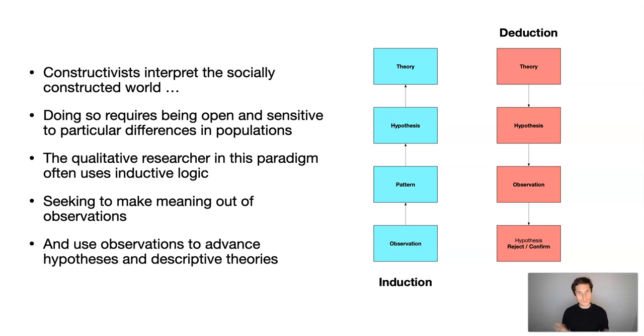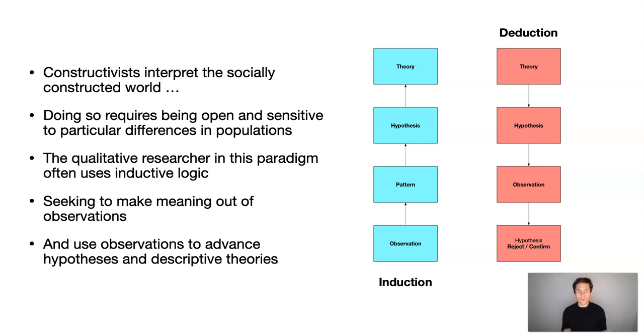So constructivists would see the world as socially constructed, and as such, they're going to move from a particular set of observations towards an explanatory, descriptive theory. So that requires the qualitative researcher that's going to work in this kind of tradition to think about being open and sensitive to the way that different populations may be interpreted, right? Because this is going to sit at kind of the heart or the set of assumptions that we have working inductively.